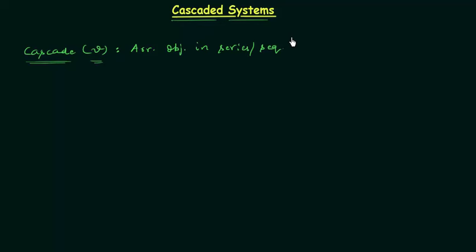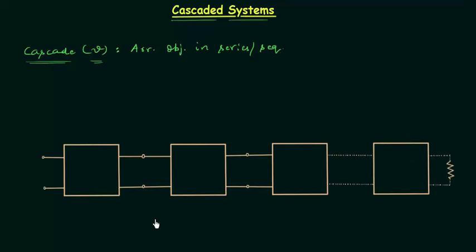And as we are dealing with amplifiers, our cascaded system will have amplifiers connected in series. These amplifiers can be the same or different. So in simple words, we are going to connect different or same amplifiers in series. You can see we have connected n amplifiers in series. This is the first amplifier, this is the second amplifier, this is the third amplifier, and this one here is the nth amplifier. Our prime aim is to calculate the total voltage gain.